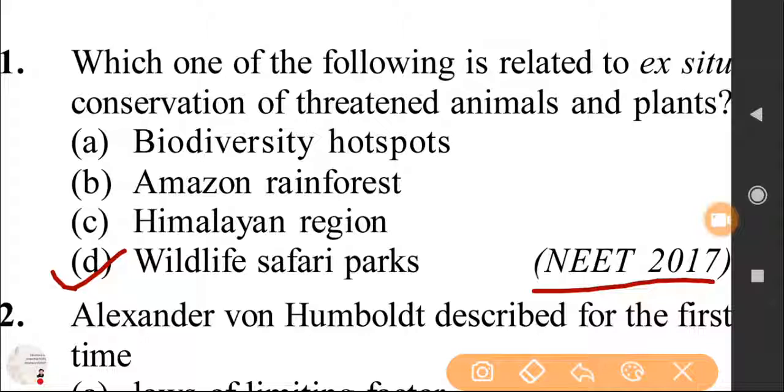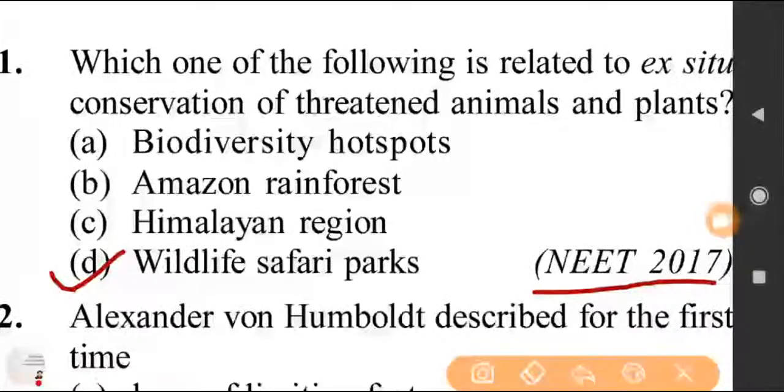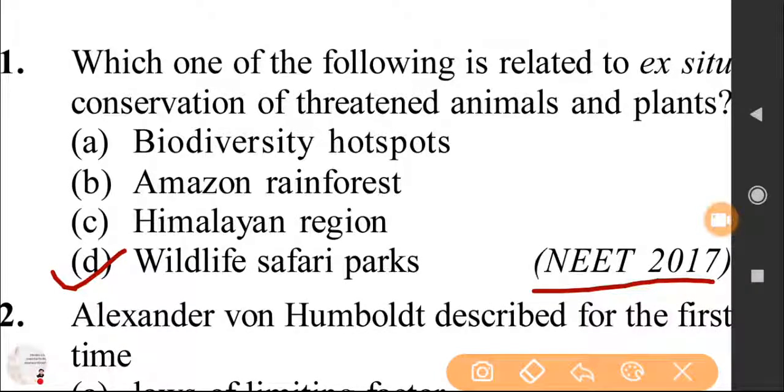For this, first you have to understand what is ex situ conservation. Ex situ conservation is conservation of selected rare or threatened animals and plants in places outside their natural homes. It includes off-site collections like botanical gardens, zoological parks, wildlife safari parks, etc. and gene banks also. Ex situ means, as the name suggests, from outside the natural one, outside the natural homes of the animals, because they are threatened. So we keep them in a protective way in the form of botanical gardens, zoological parks, and wildlife safari parks. The other options are methods for in situ conservation.